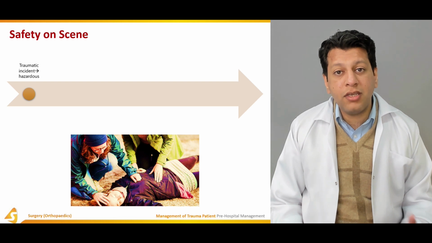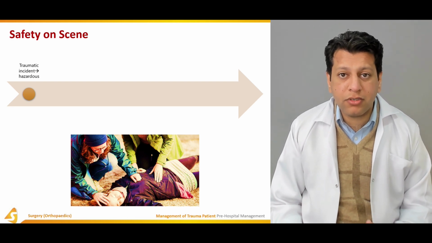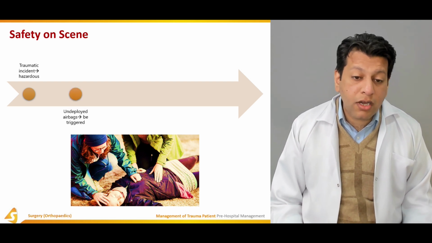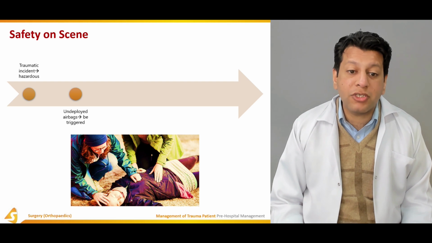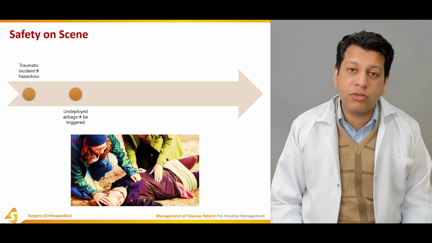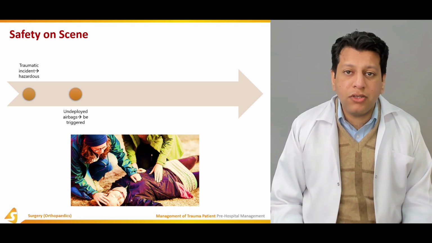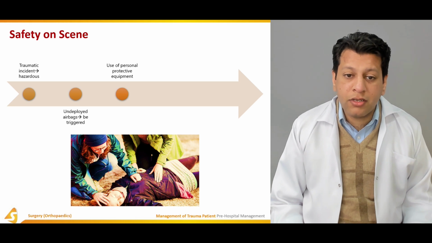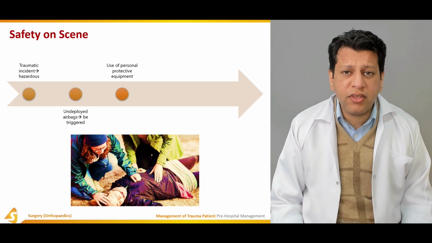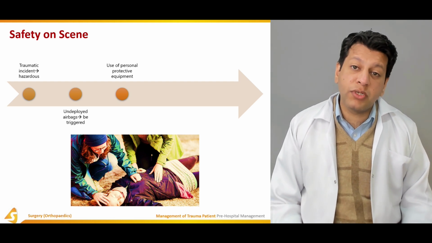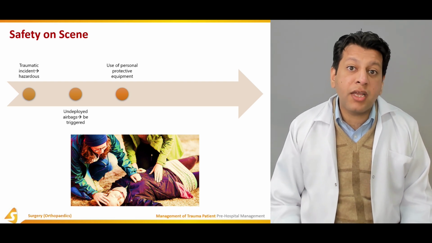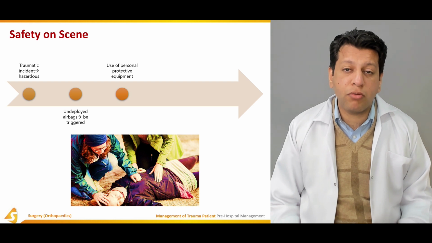If the scene is not safe, the patient or the person who has had a trauma must be moved away from the scene. Then in a car, we also have safety measures, such as undeployed airbags which can be triggered. Airbags are built in so that maximum injury can be prevented during a car crash. Other personal protective equipment includes safety equipment such as the seat belt, which has helped a lot. The seat belt and helmet have reduced the incidence of trauma considerably.